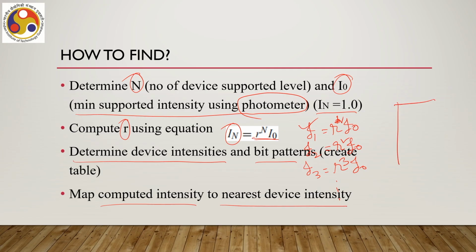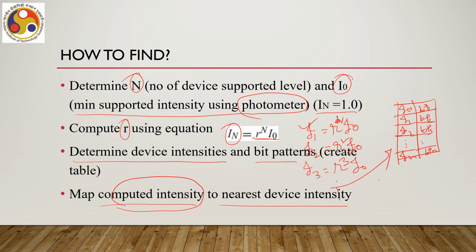So, we have a table storing I0, I1, I2, up to In and the corresponding bit patterns, bit pattern 1, bit pattern 2, bit pattern 3, up to N. So, once we have the computed value, we map it to the table. That means, we map it to the nearest intensity and the corresponding bit pattern is obtained and stored in the frame buffer. That is how we map a computed value to the device supported value.